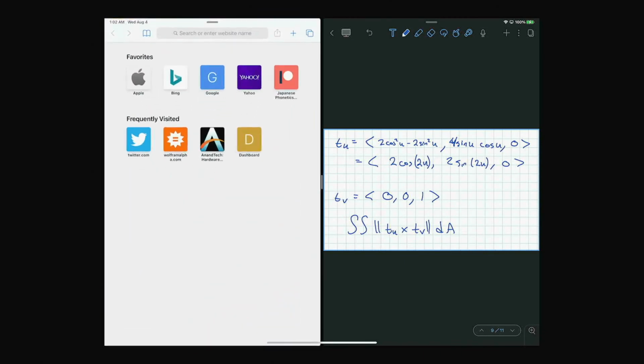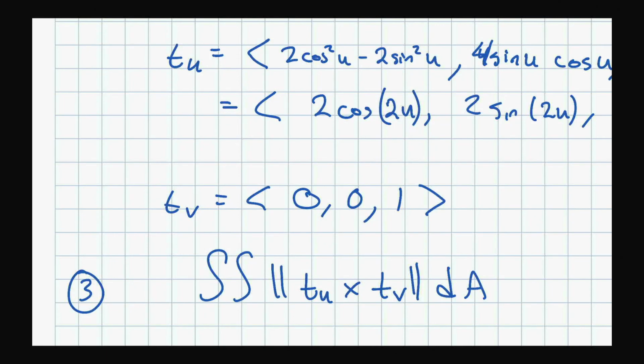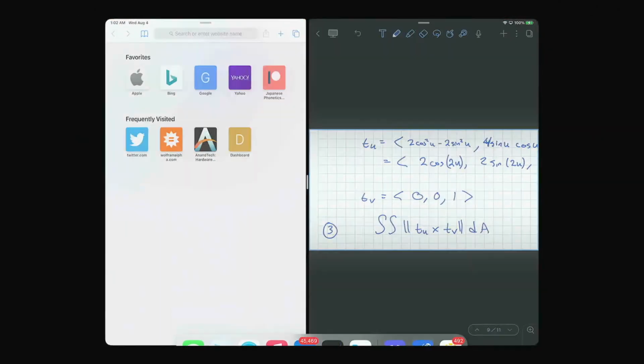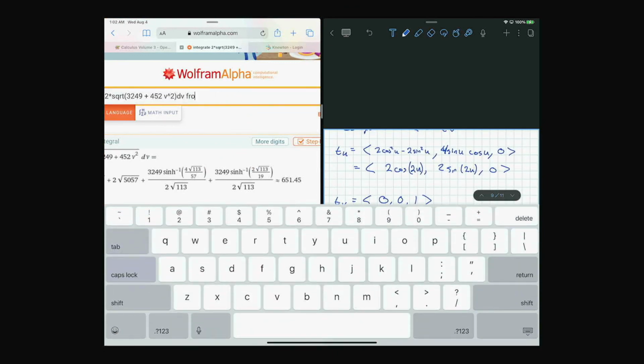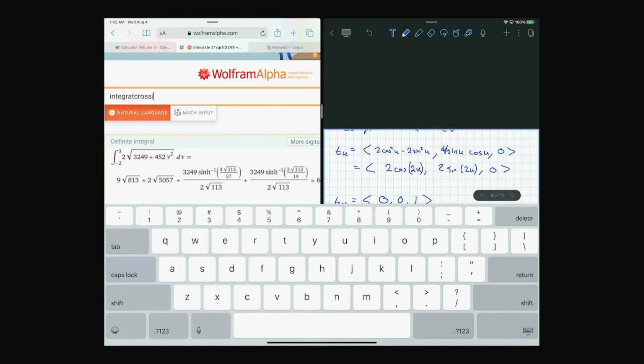The wrong one again. It switched the sides. Okay. We want to do the cross product of tu and tv. So we will. 2 cosine 2u, 2 sine 2u, 0. Close. I should have opened 2 sets. Now I have. Close. Okay. First vector. There's an extra comma in there.